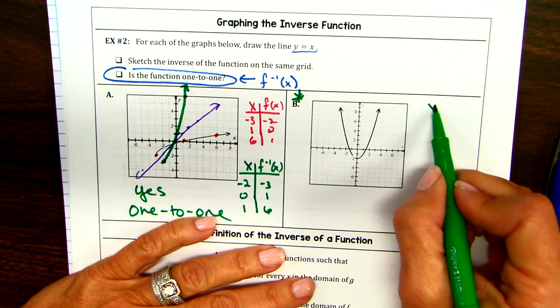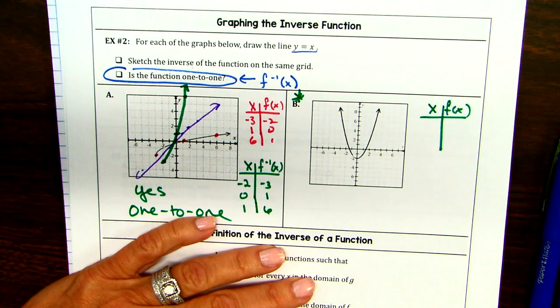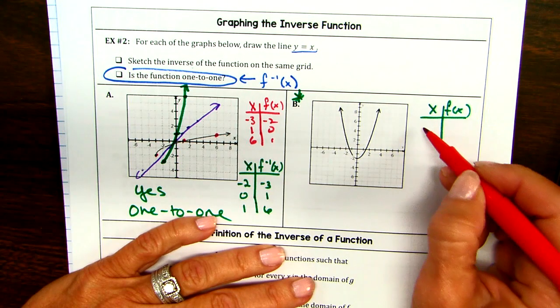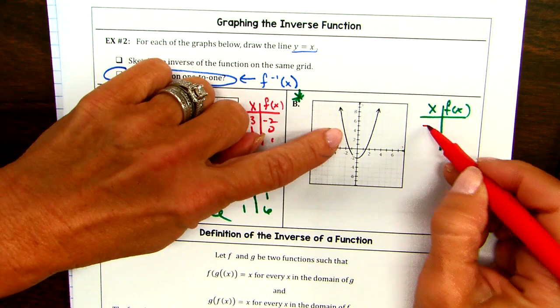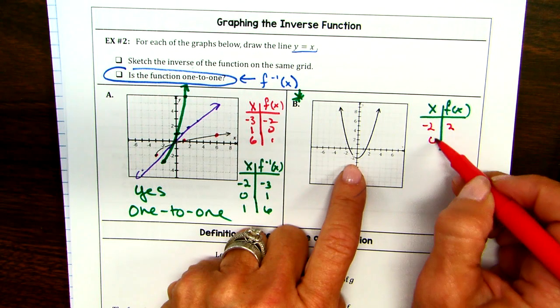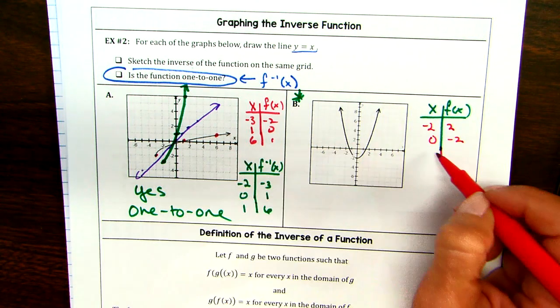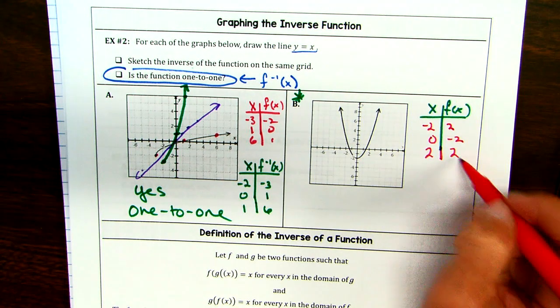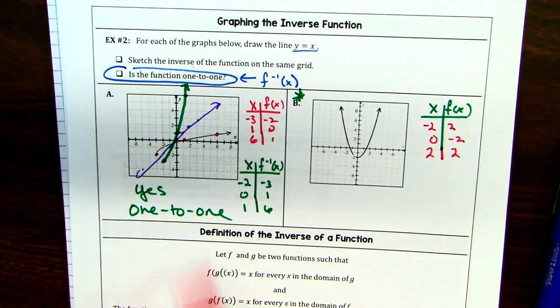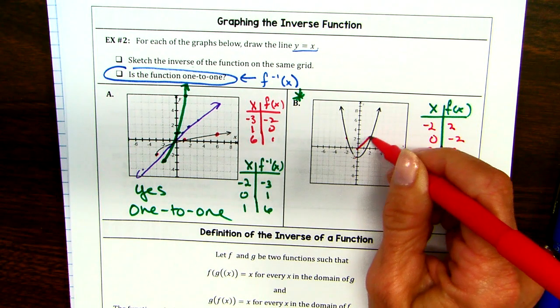let's just do it the same way we did the other one. So I'm just going to pick a few points off of this, and I already did this. I picked one from this branch, so -2, 2. I used that vertex, which is 0, -2. And then I got one from the other branch over here, which is 2, 2. So I just picked 3 points off of here.